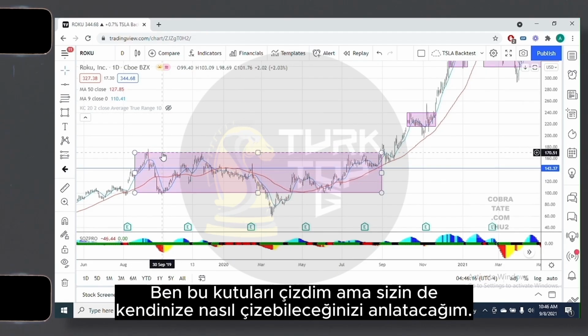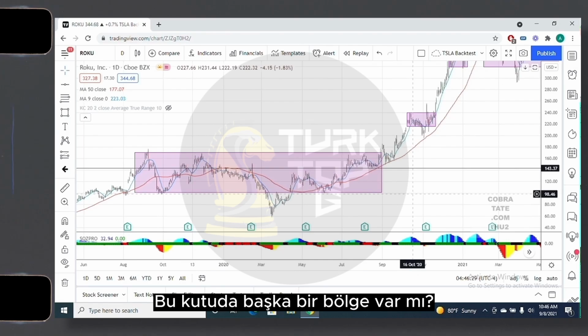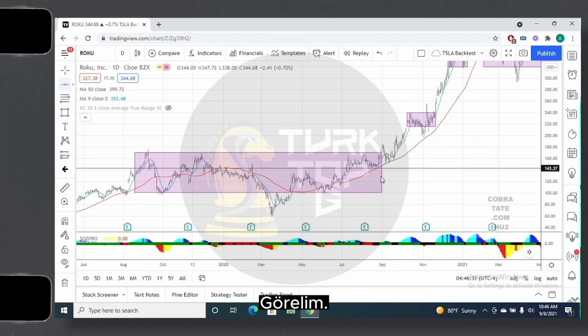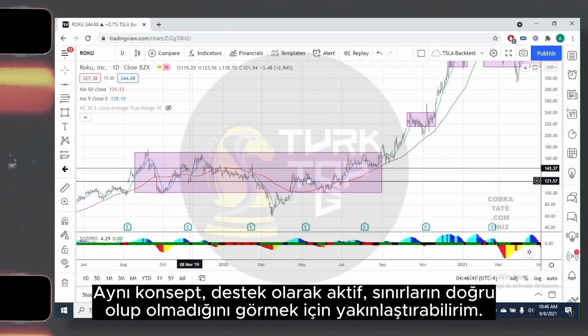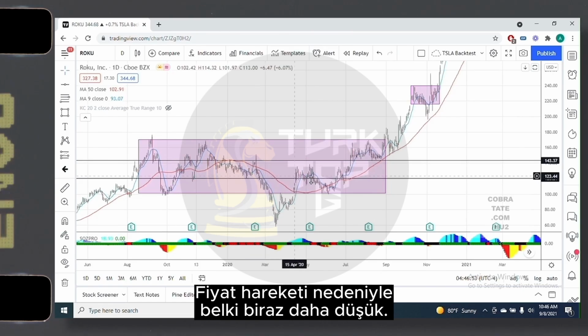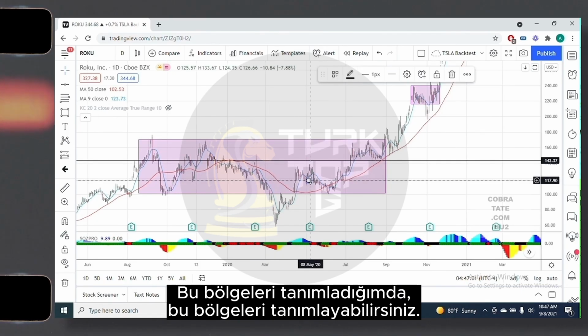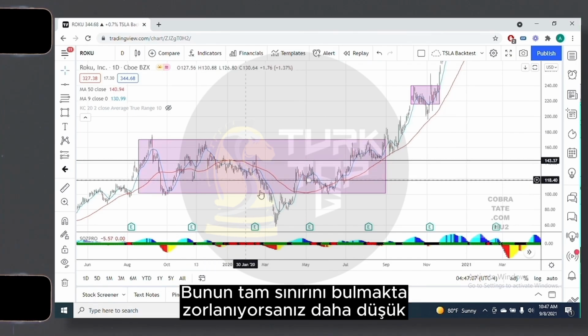I have drawn these boxes, but I will explain how you can draw them for yourself too. Let's identify the zones inside the box in black color. All right. Is there another zone in this box? Let's see. This looks like a zone around 120. Same concept, acted as support. I can zoom in to see if the boundaries are correct. Maybe slightly lower because of the price action. Acted as support, price went higher. Acted as support again. When it went low, price went lower. Acted as resistance, price went lower.